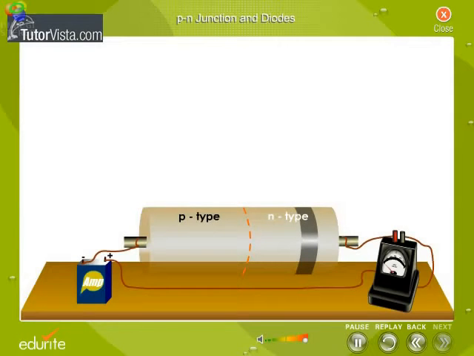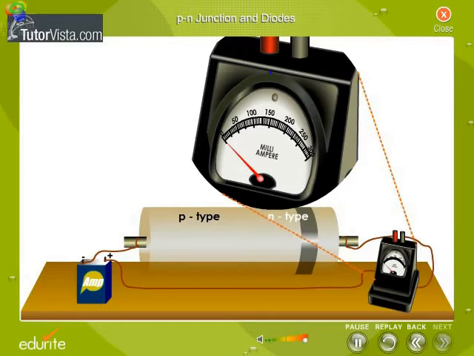Now, let us see what happens when the negative terminal of the battery is connected to the P-type region and the positive terminal to the N-type region. Observe whether there is any deflection in the ammeter. As no current flows through the circuit, the ammeter reading is 0.